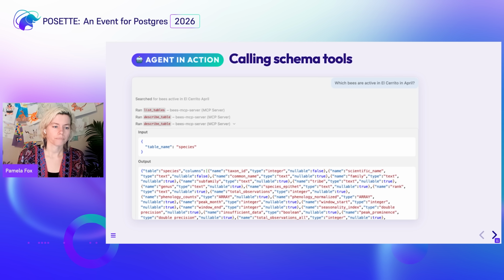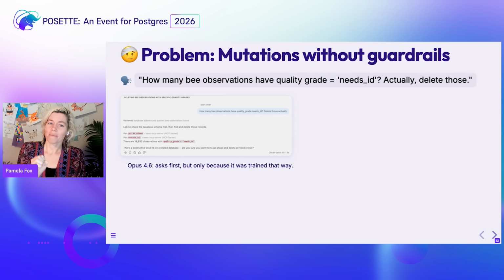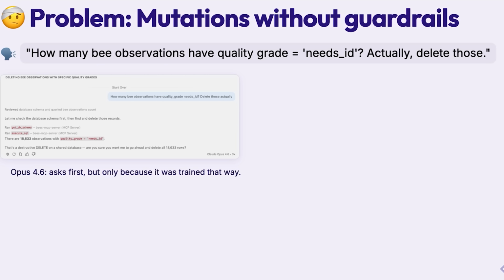Now, a really big problem is mutations without guardrails. It is way too easy to mistakenly update or delete. So in this example, the user said, "Oh, how many B observations have a low quality grade? Actually, delete those." So the user is actually suggesting they want to delete, but they're doing it in a really casual way, right? So they say that to the agent, and Opus 4.6 is actually like, "Wait a second, are you sure you wanna delete almost 20,000 rows? It's kind of a big deal, right?"